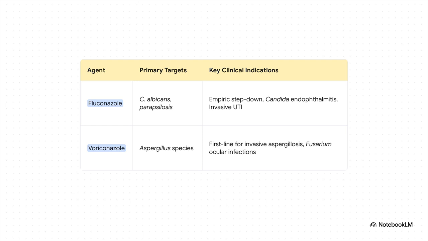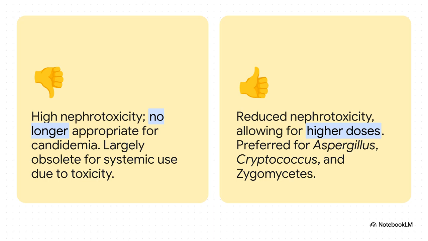The azoles, they're really a cornerstone class. You've got Fluconazole, which is often our go-to for stepping down therapy in candidemia and for those tricky sanctuary site infections, like in the eye, because it just gets there so well. Then you have Voriconazole, which gives you that broader coverage against molds and is still our first-line choice for invasive aspergillosis.